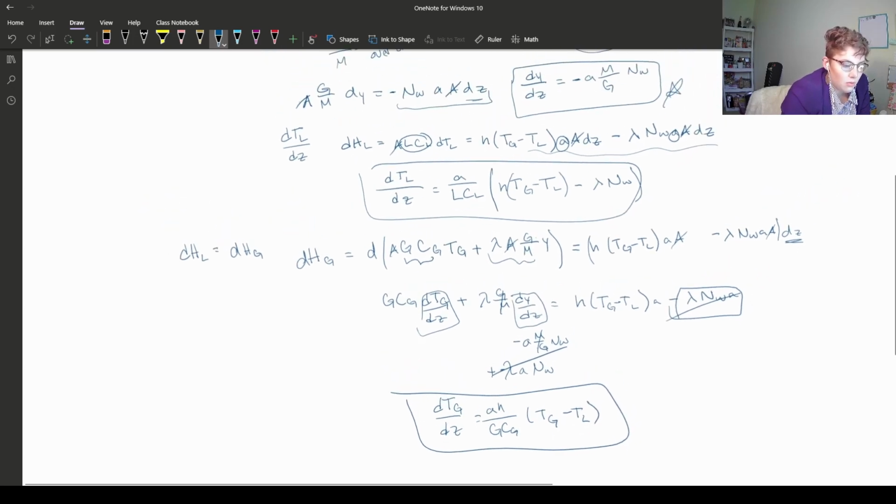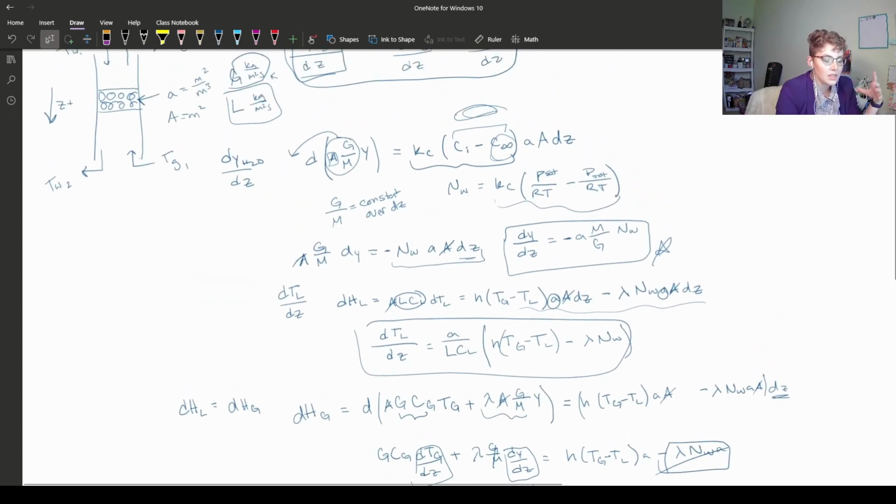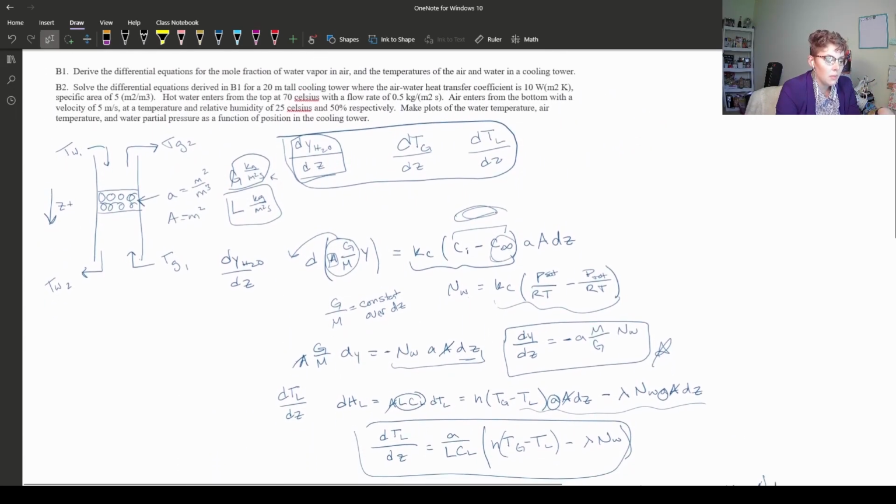Using these three differential equations, I can go ahead and plug them into Python so that we can complete the second part of the exam problem in graphing out our plots of the water temperature, air temperature, and water partial pressure as a function of the position in the cooling tower. So we'll do that in the next video.